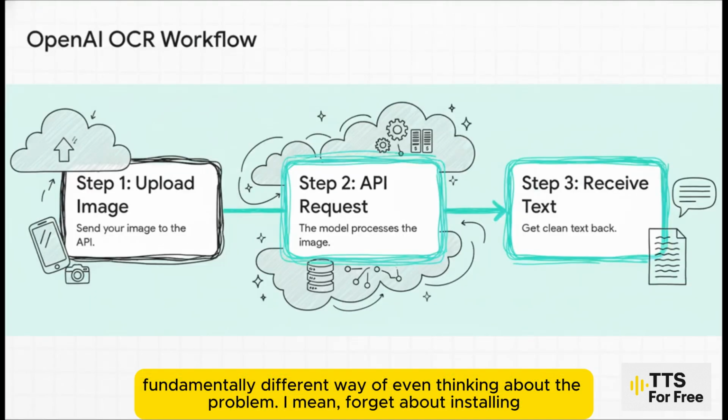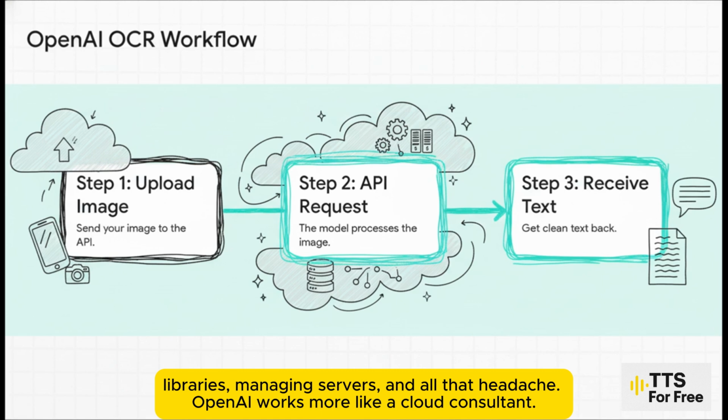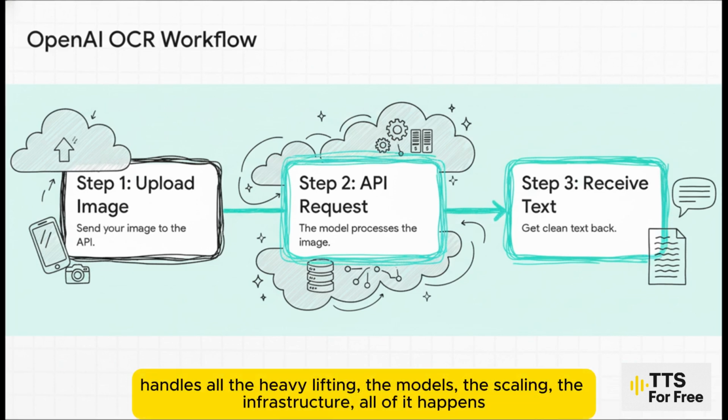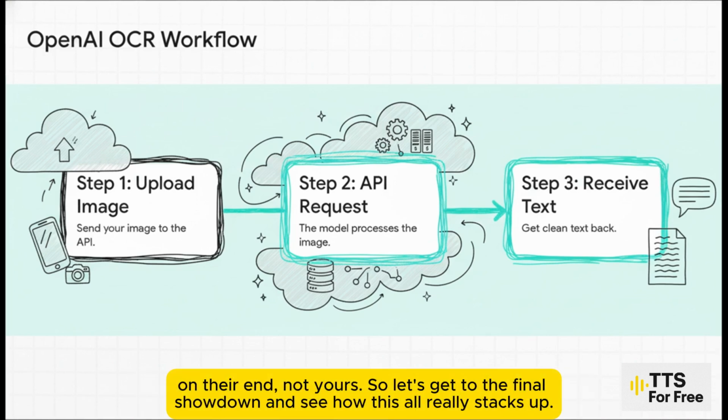I mean, forget about installing libraries, managing servers, and all that headache. OpenAI works more like a cloud consultant. You just upload an image, you make a dead simple API call, and boom, you get the text back. It handles all the heavy lifting. The models, the scaling, the infrastructure, all of it happens on their end, not yours.